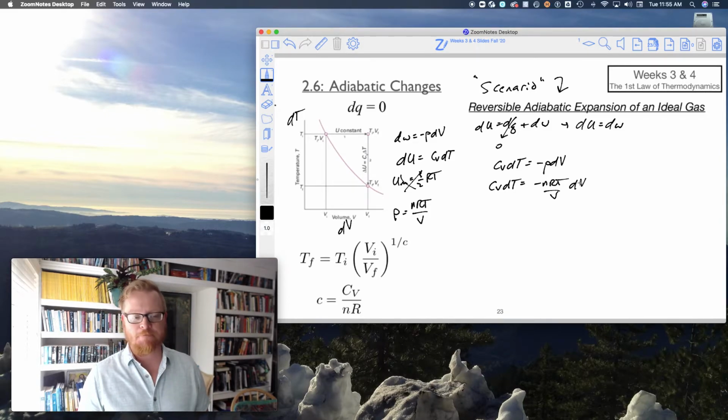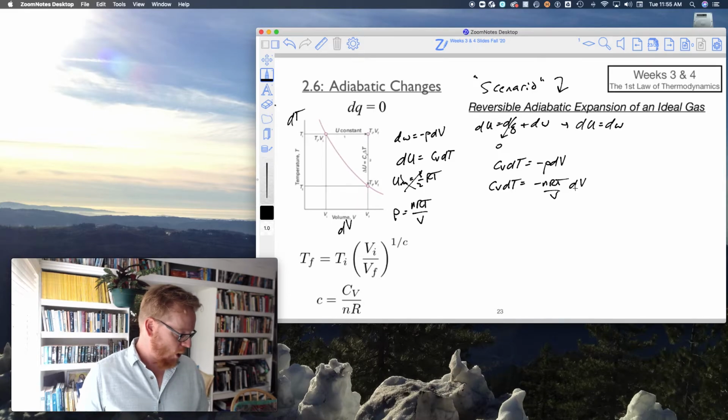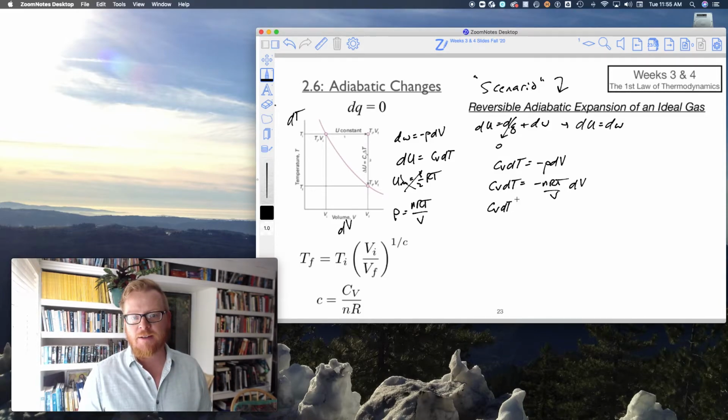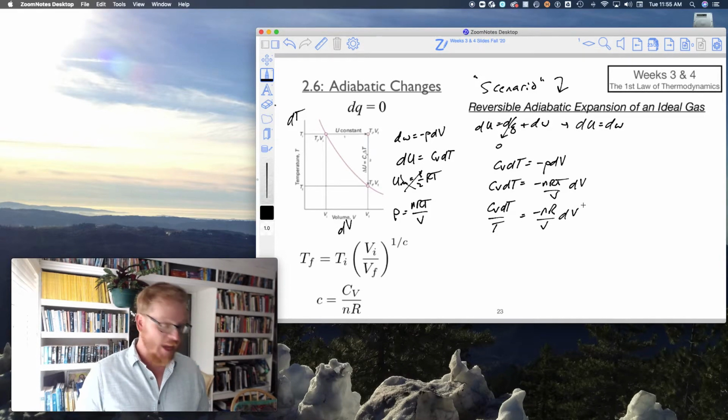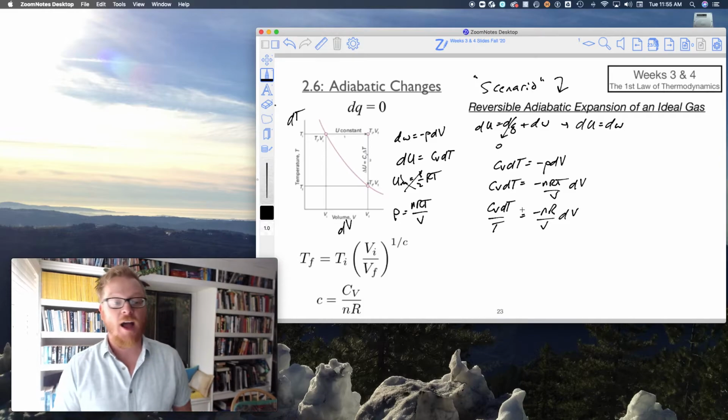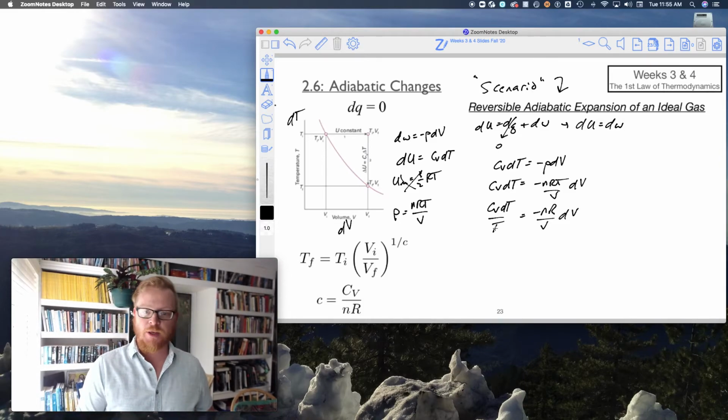I've got a dt and I've got a dV, so I know I'm on the right track. And what I'm going to now do is combine all like terms with all like terms and say Cv dt divided by T equals negative nR divided by V dV. And so now what we can do, this process I like to call divide and conquer. So we divided, and now we're going to conquer.